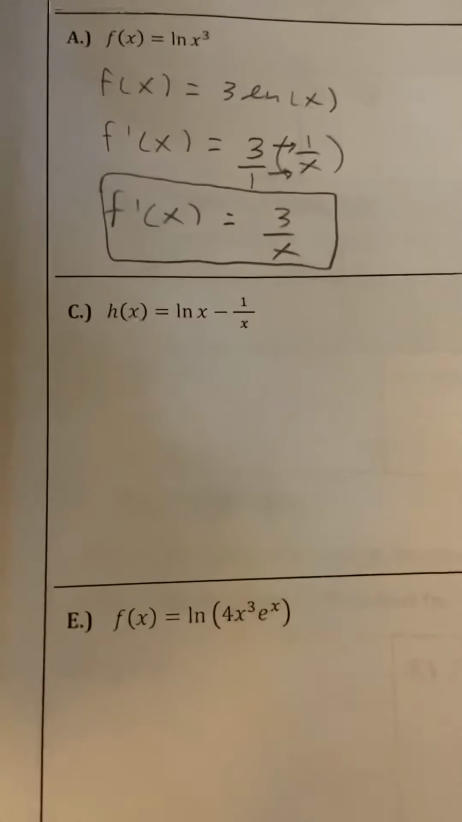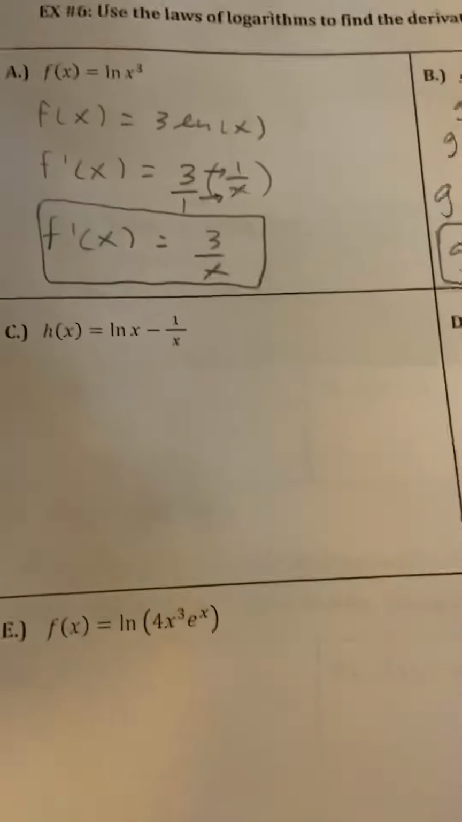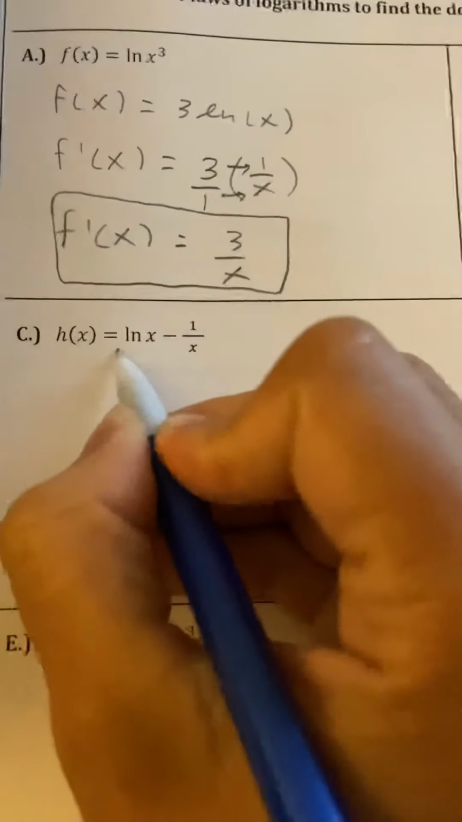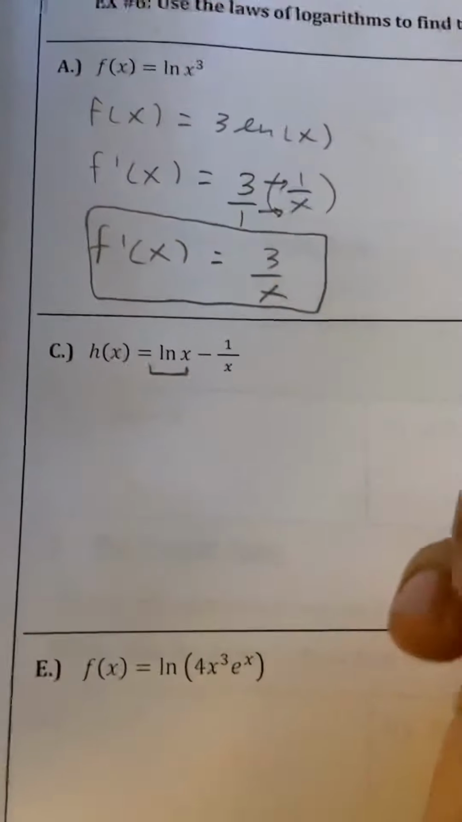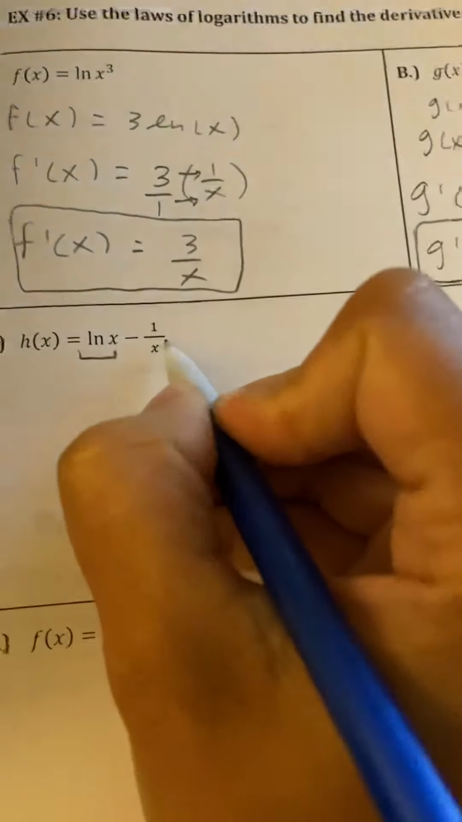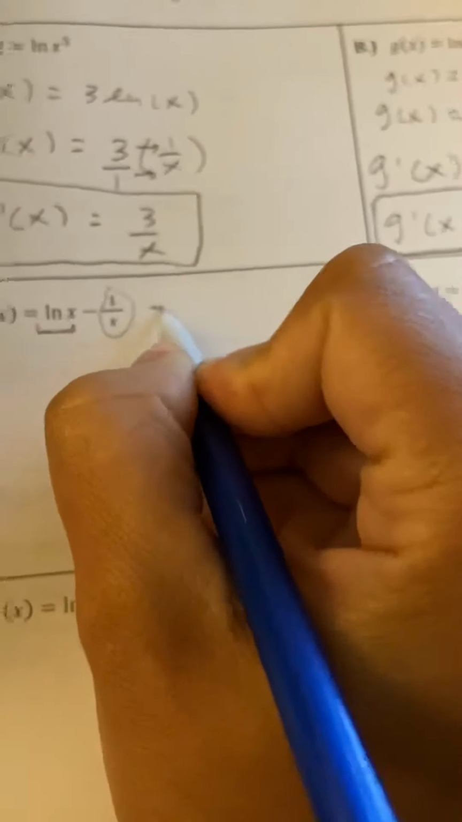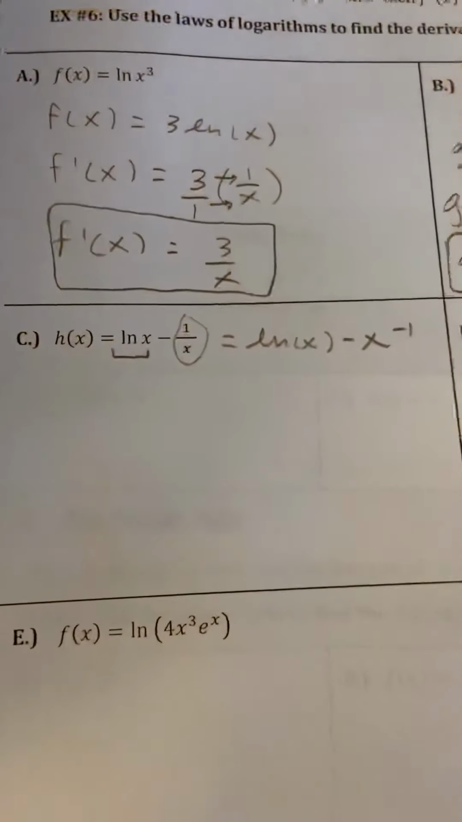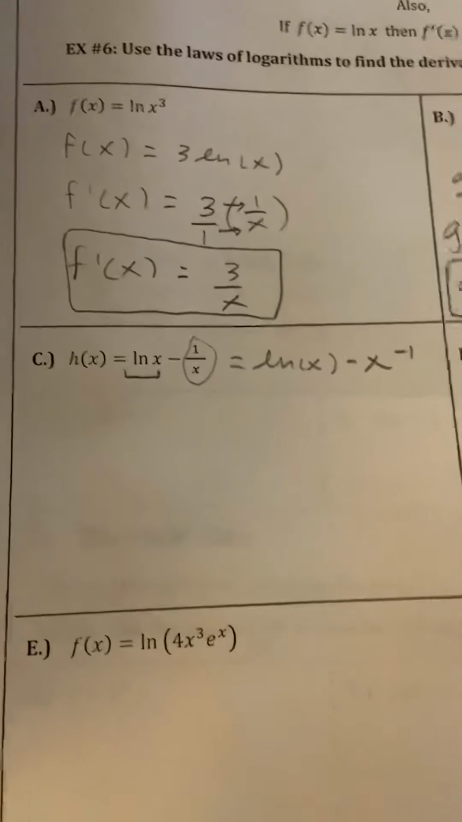All right, letter C. I had to rewrite this too. This first term here, I don't have to, because I can just go ahead and take the derivative of that, which is just 1 over x. But this guy, I have to rewrite. So I would have ln of x minus x to the negative 1. The power rule, right? That I taught you on Friday.